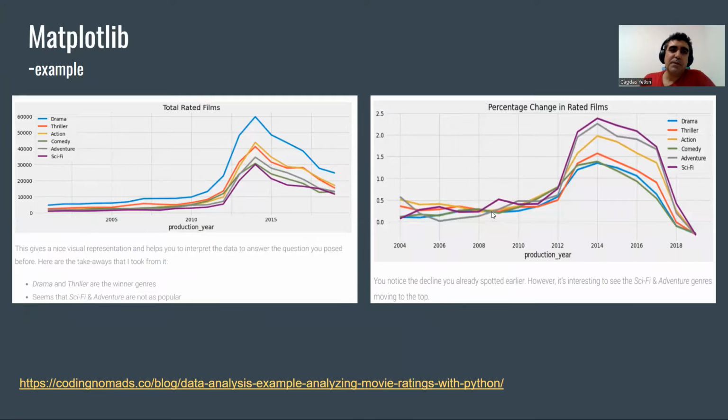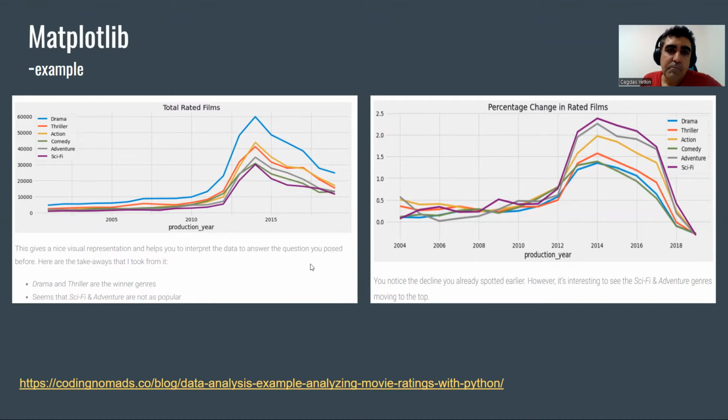A typical Matplotlib chart will look like this. Obviously, you will have an X variable and a Y variable. Over here, you are looking at the total number of rated films in the IMDb dataset. And you see immediately drama and thriller movies are the most famous ones, let's say. However, if you check the second one, all of a sudden sci-fi and adventure are going to the top, because the second one is showing the percentage change in the total number of ratings over time.